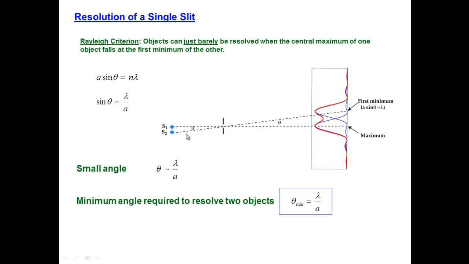And usually when we're talking about questions of resolution, the sources or the objects are far away from us. And so the small angle approximation is going to be a very good one. Typically these angles will be very, very small. So sin theta is approximately equal to theta, and that gives us this simple criterion for the minimum angle of resolution.